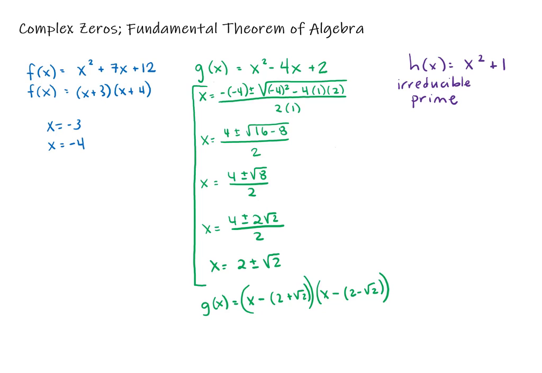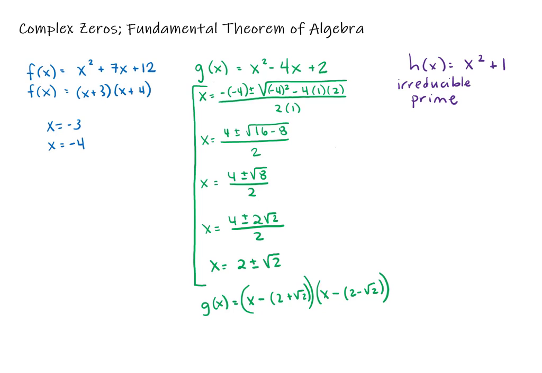For g of x, we have a little bit more complicated looking function, x squared minus 4x plus 2. It is not factorable, so we use the quadratic formula to find our x values. And notice how I factored g of x using each of these factors in an x minus 2 plus radical 2 and x minus 2 minus radical 2. And so it is written in factored form, but these are not rational zeros. These are strictly real zeros.